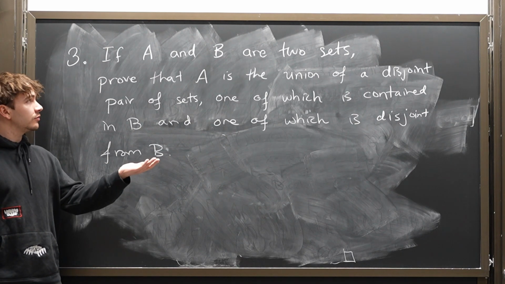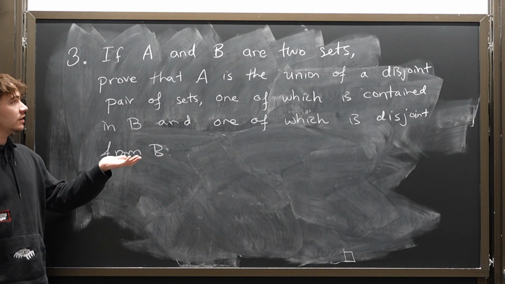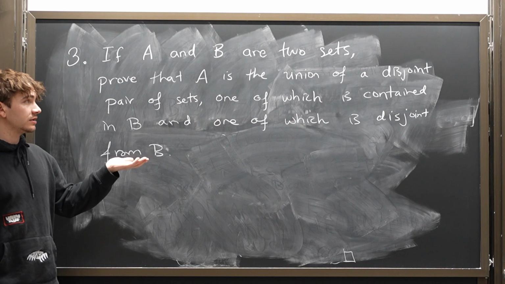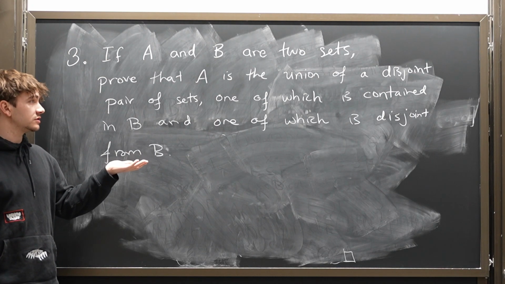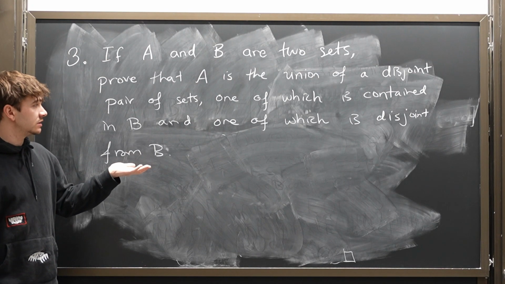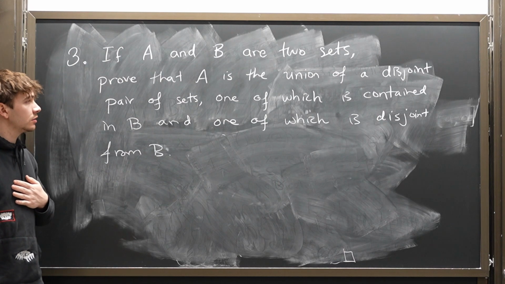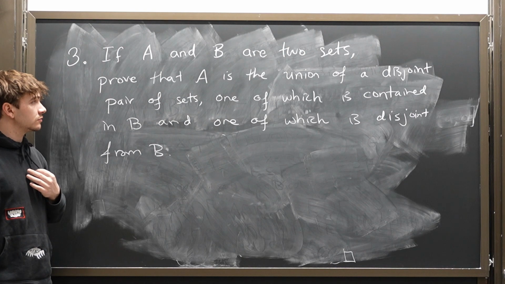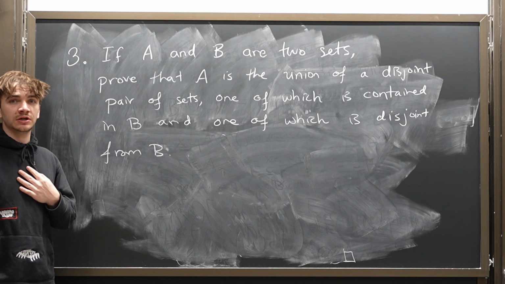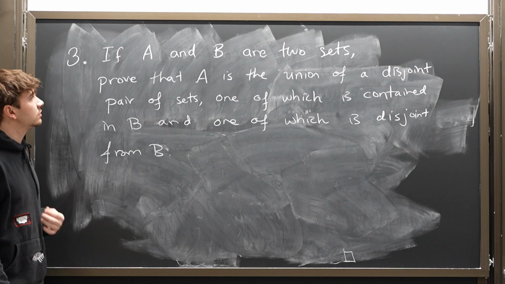Hello. Today we're going to be solving this problem. If A and B are two sets, prove that A is the union of a disjoint pair of sets, one of which is contained in B, and one of which is disjoint from B. To start, let's translate this question into mathematical notation.